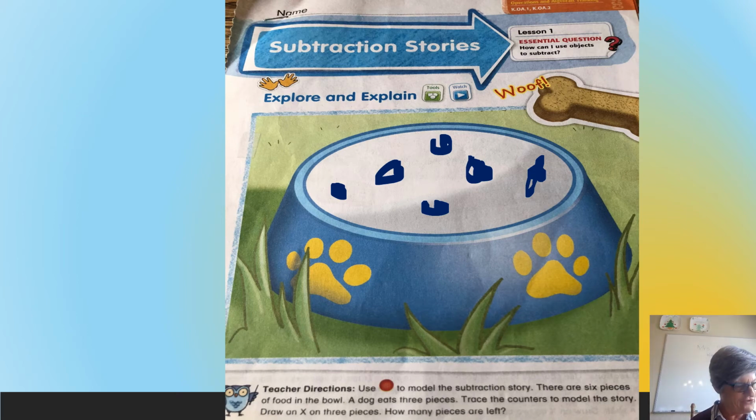Now, the dog likes his dog food. So guess what? He ate 3 pieces. Take 1 color of crayon and draw your 6. If you goof, that's okay. Now, he ate 3 pieces, so you're going to take your other crayon and you're going to cross out 3 pieces of dog food because he ate 3. Let's try that. 1, 2, and 3.